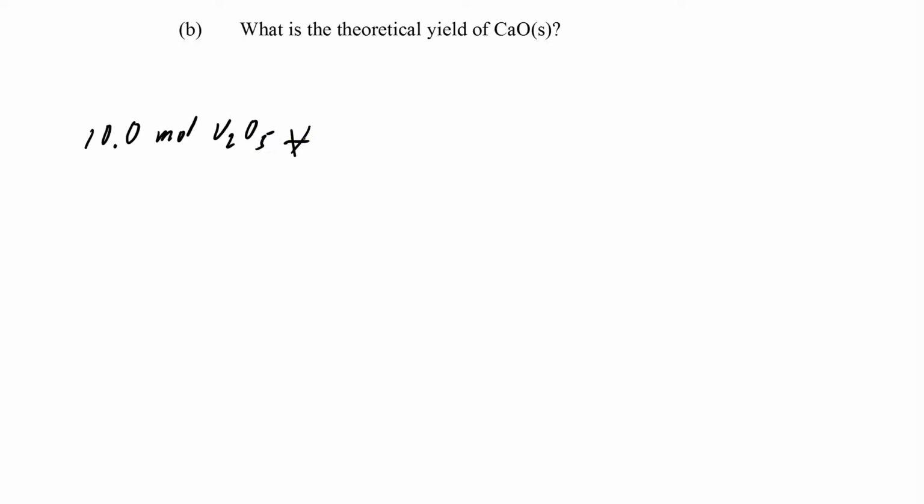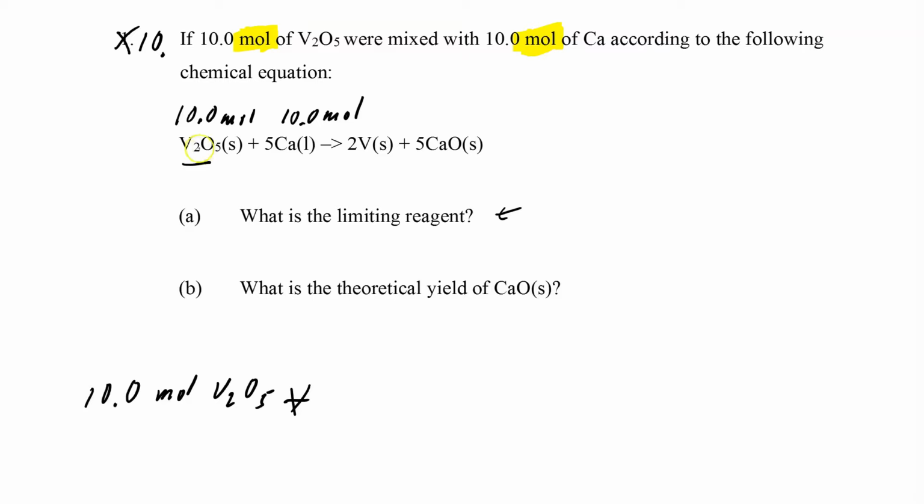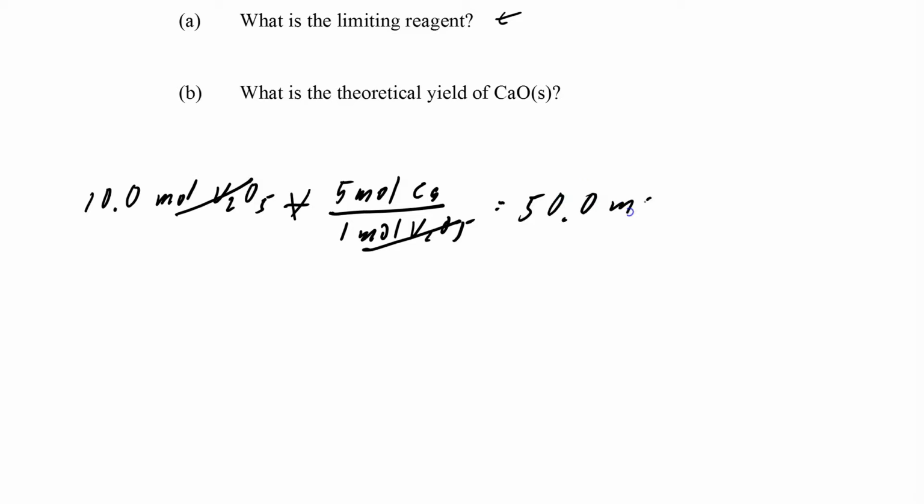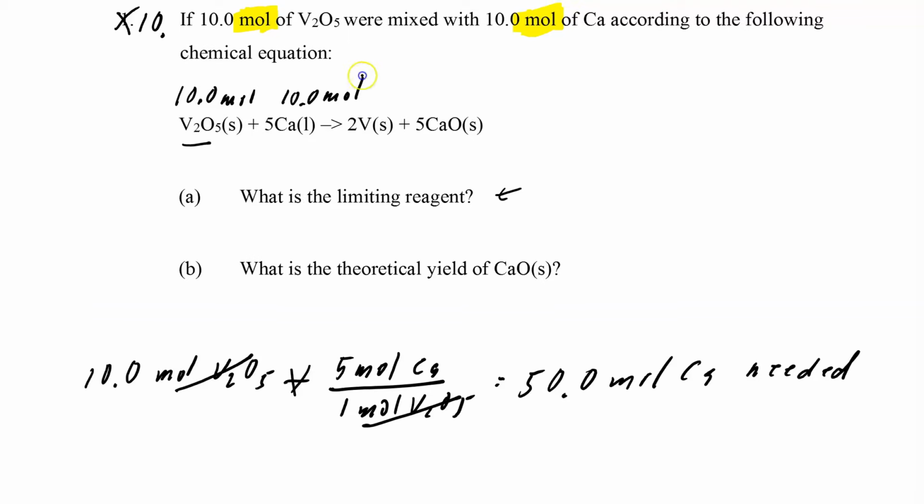So our starting point is going to be our 10.0 moles of V2O5 times, now our molar ratio in our chemical equation, 1 mole of V2O5 needs 5 moles of calcium. So I'm going to multiply this by 5 moles of calcium for every 1 mole of V2O5. My moles of V2O5 cancel, and that gives me 50.0 moles of calcium needed if V2O5 is going to be the limiting reactant. But I only have 10.